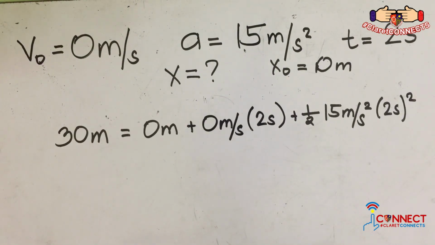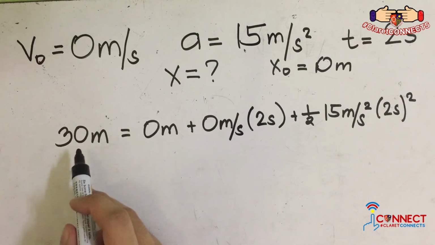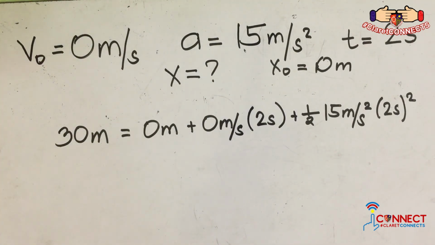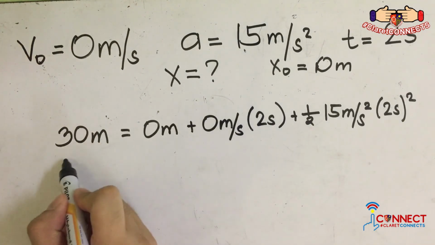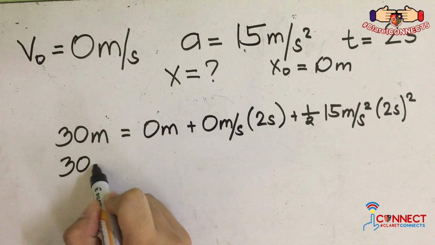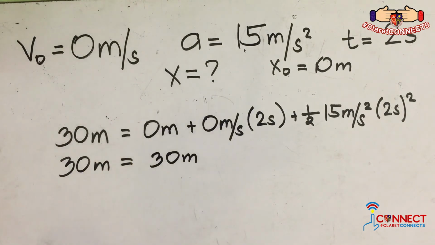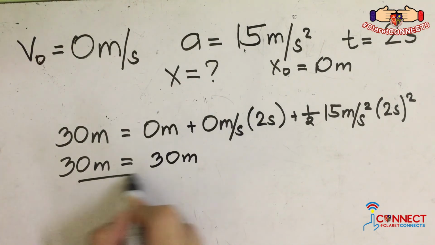If we're going to check this one, having our final x here is equal to 30 meters. If we're going to check this one, this is equal to 30 meters also. So our answer is correct.